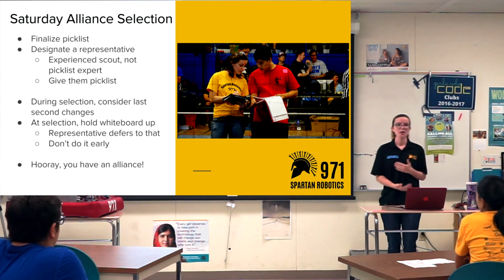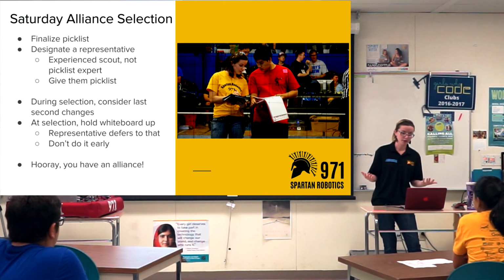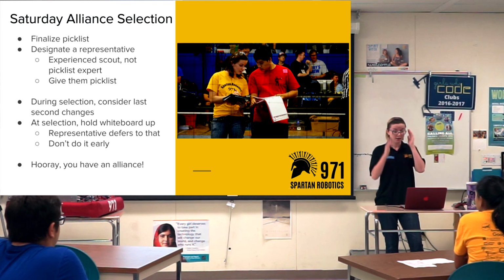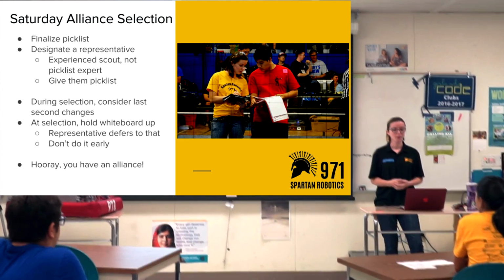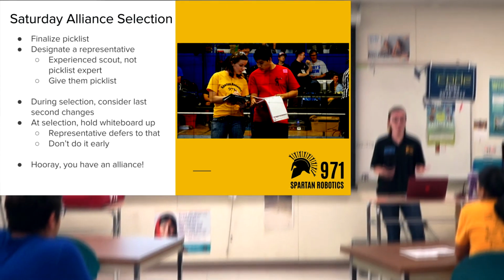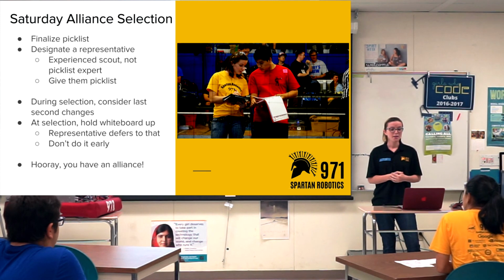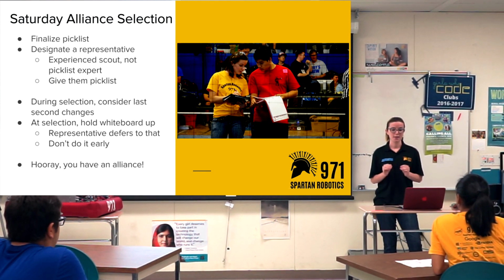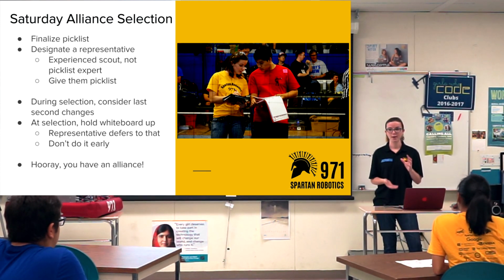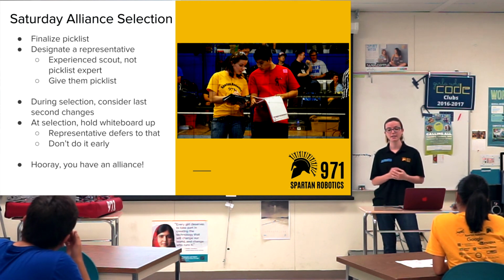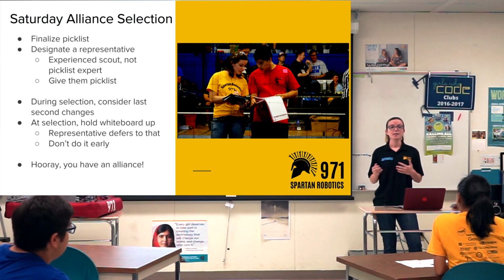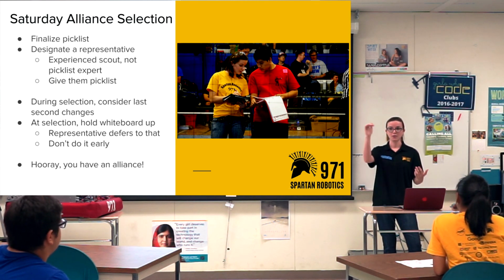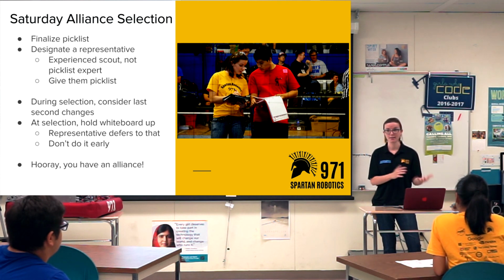Saturday alliance selection. Before the alliance selection, you have to finalize the pick list. At this point, you designate a representative who is going to go down to the floor if you are one of the top 8 seeds or if you get called up. This should be an experienced scout, but not the pick list expert, and they should have a copy of the final pick list. The reason is that the pick list expert is going to be on the sidelines as the picking is happening, rapidly conferring as things happen and potentially making last-second changes.